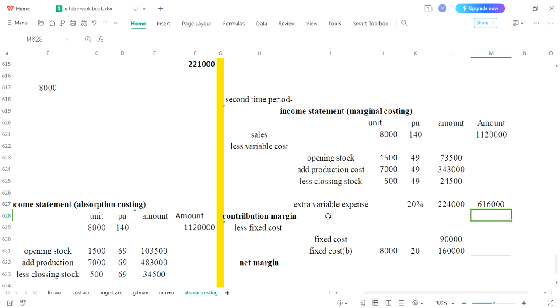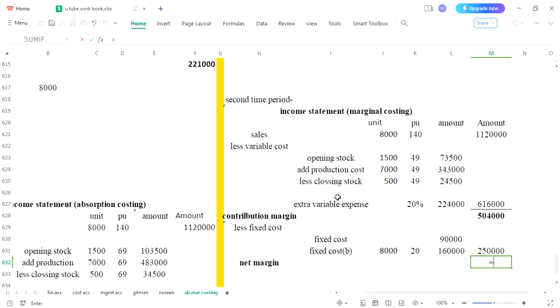It's time to calculate our contribution margin. How? Which is difference between your variable cost and sales. Amount of sale is 112, subtract variable cost 61. In this way, your contribution margin has been calculated. Time to sum up your fixed cost having two elements, 90,000 and 160,000. Fixed cost has also been completed.